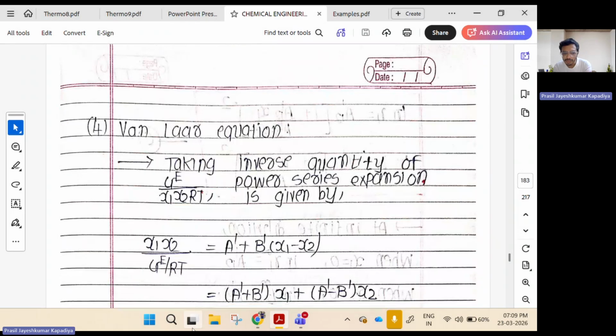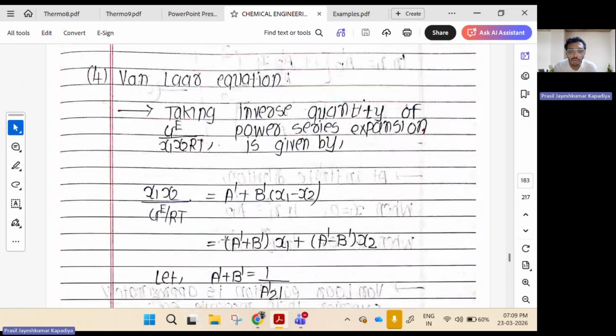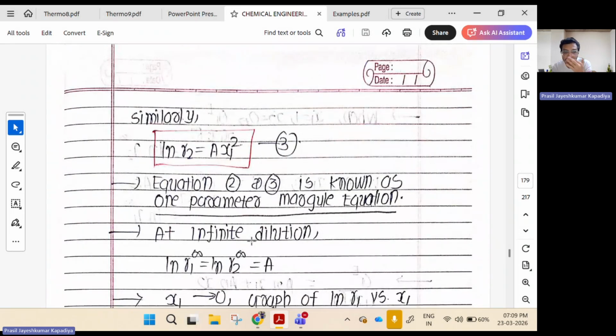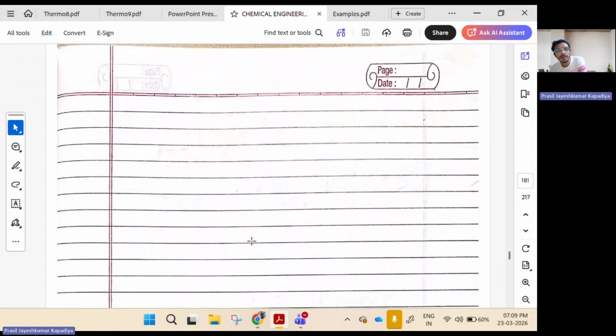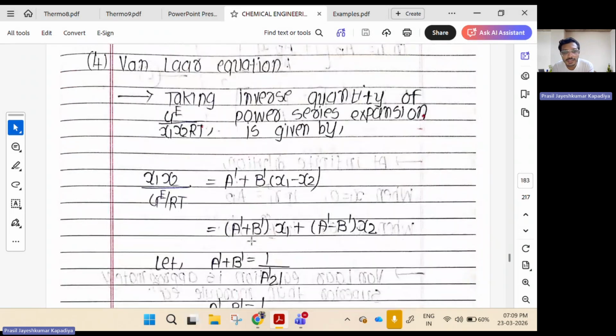Okay. Now there are various equations available. There is one more equation, the Van Laar equation. The one form we tried to study, but this is in a different way. Here we expanded G by x1 x2 RT, correct? But what Van Laar did, he tried to expand x1 x2 RT by G.